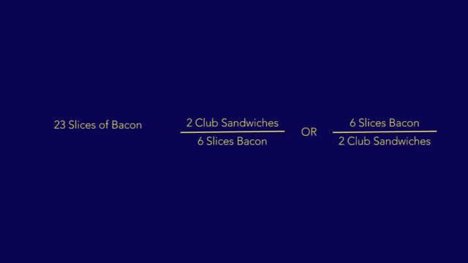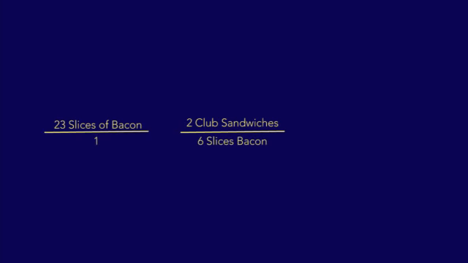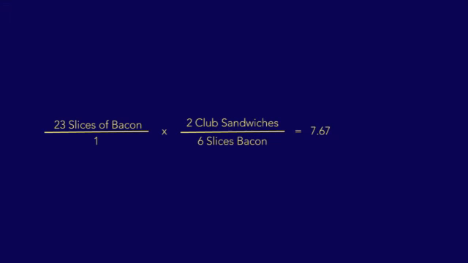Sometimes it helps to write the known information as a fraction too. That's why I wrote 23 slices of bacon over 1. To finish up, we multiply our fractions. 23 times 2 is 46. Divide that by 6 and we get 7.67. So we have to round down in this case because we don't want to short anybody any bacon on their sandwich. With 23 slices of bacon, we can make 7 club sandwiches. Since each order contains 2 sandwiches, we can only fill 3 orders completely. Better buy some more bacon.